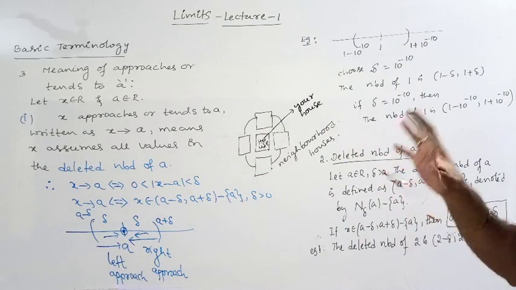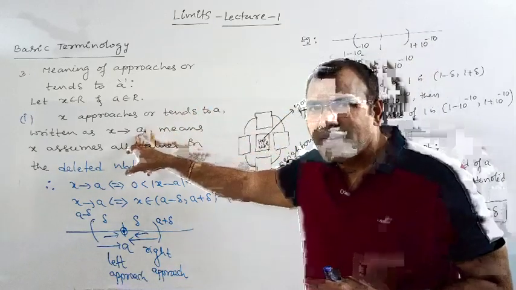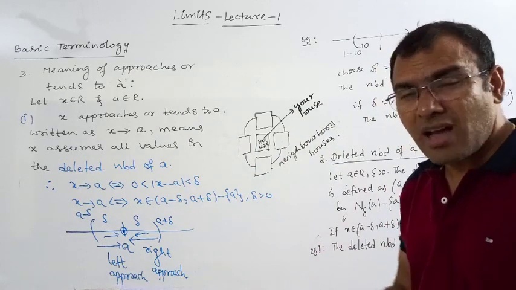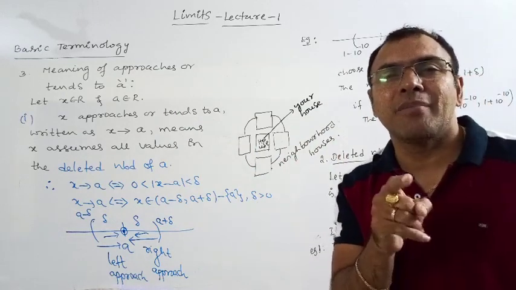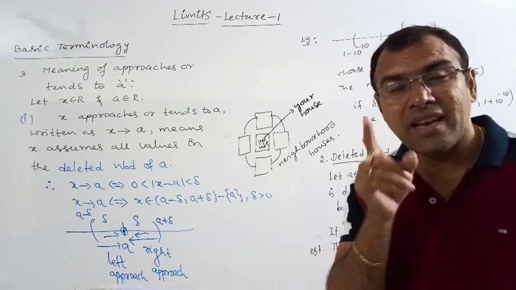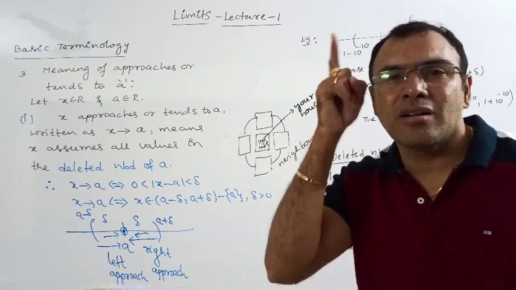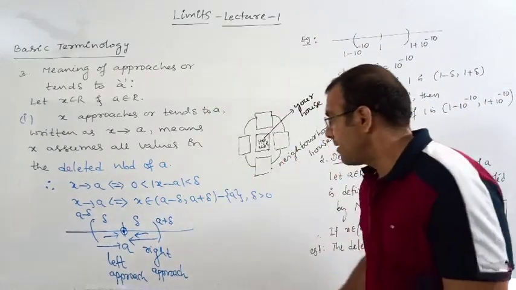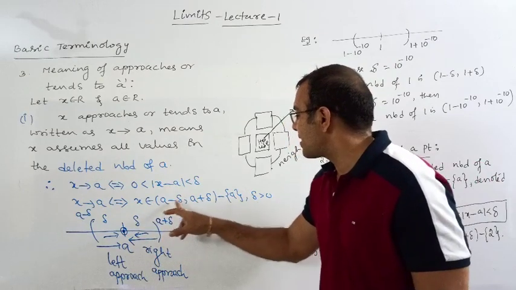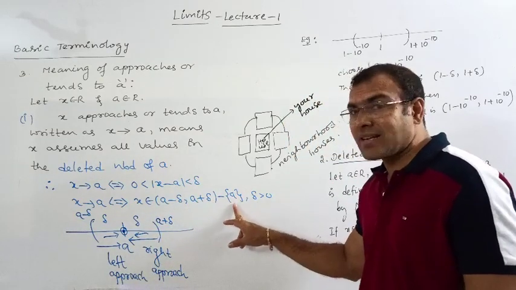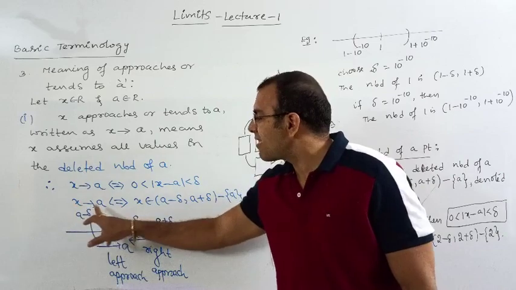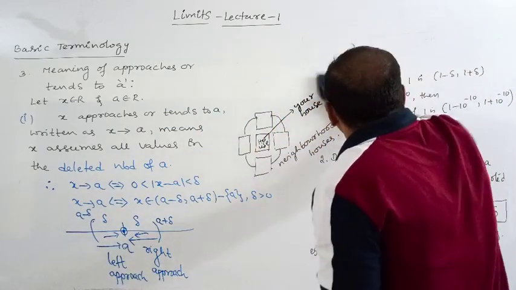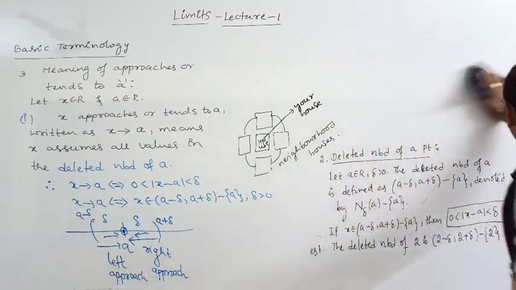So here X tends to A means X takes so many infinite values which are very near to A but not A. So X tends to A means X belongs to A minus delta to A plus delta minus set A, which means X will never take the value A. You write down.